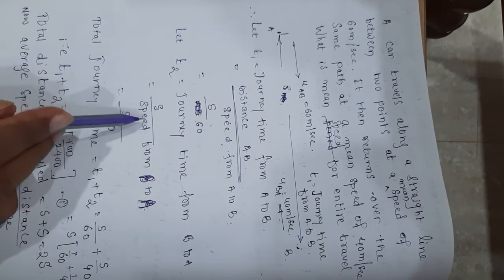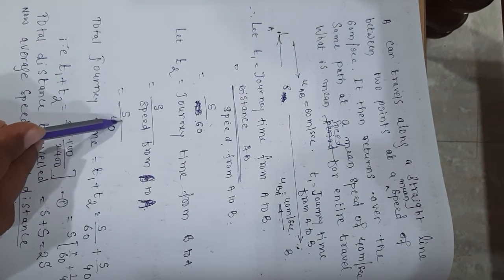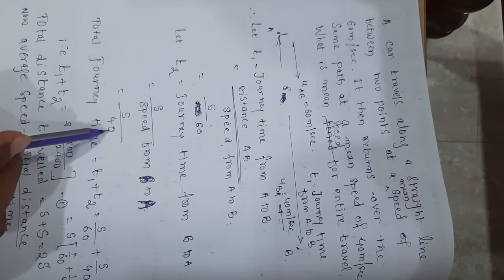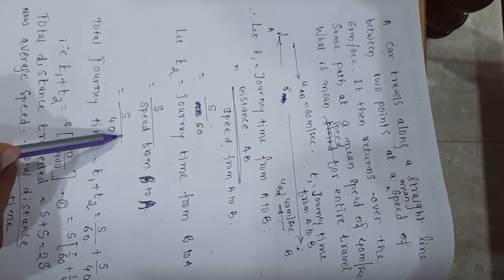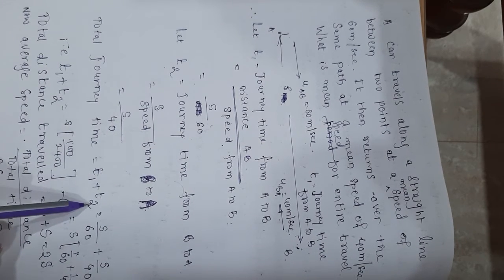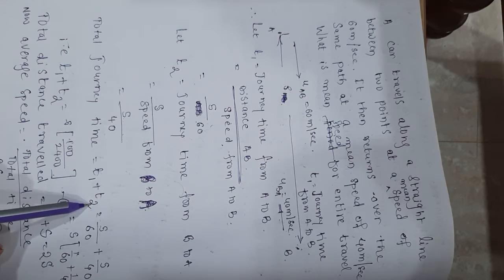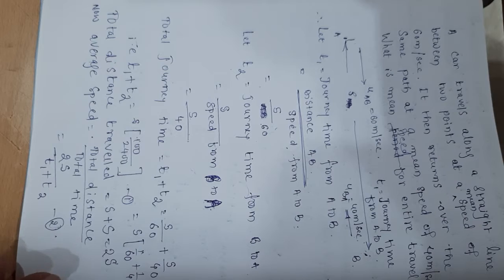B to A. Therefore, the distance is S and the speed is 40. This is T1, this is T2. Add these two equations to get the total journey time. Total journey time is equal to T1 plus T2, that is equal to S divided by 60 plus S by 40.